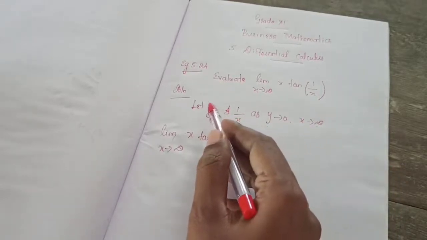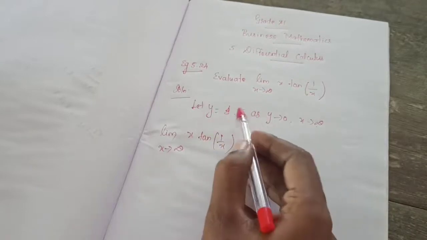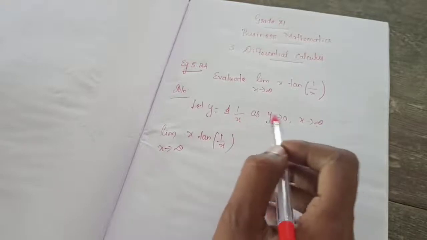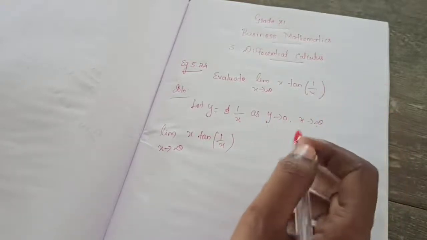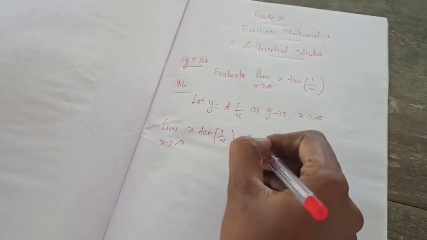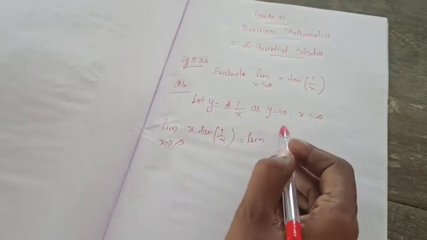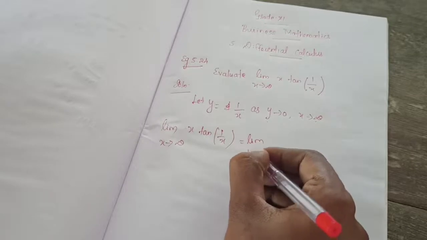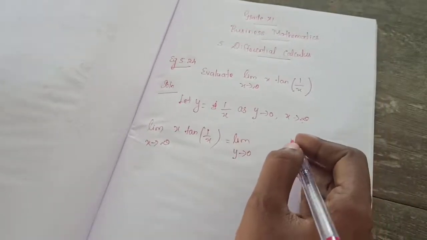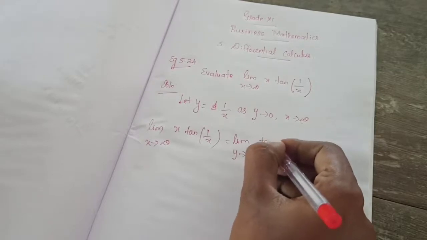So that means y is equal to 1 by x, is it right? x tends to infinity, so 1 by infinity, the reciprocal, will be 0. Okay, so 1 by infinity will be 0. Understand? So limit x tends to infinity means y tends to how much? 0. So y tends to 0. We need to change this to y, so this will become tan y by y.